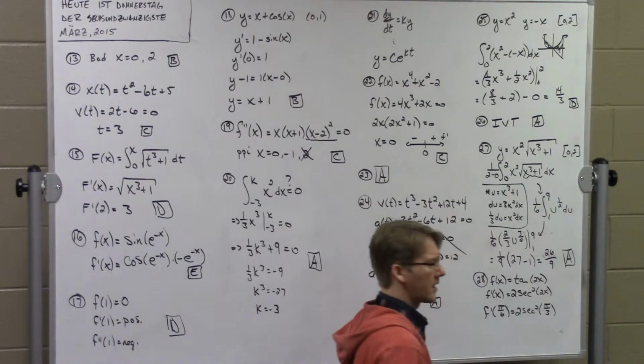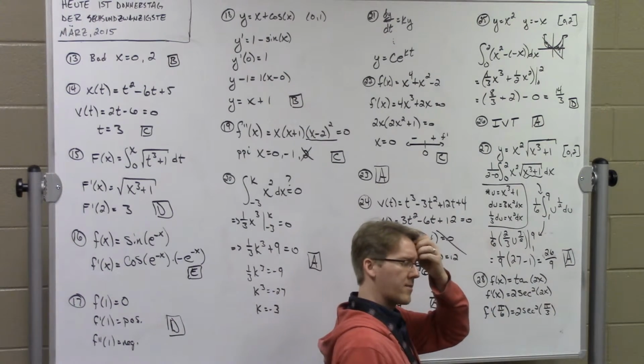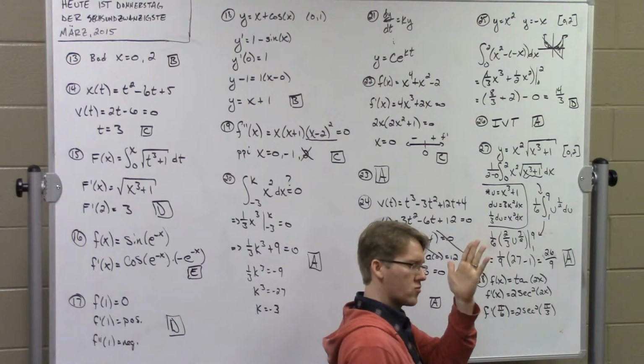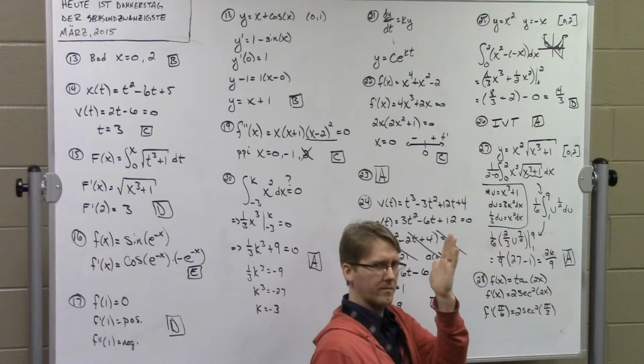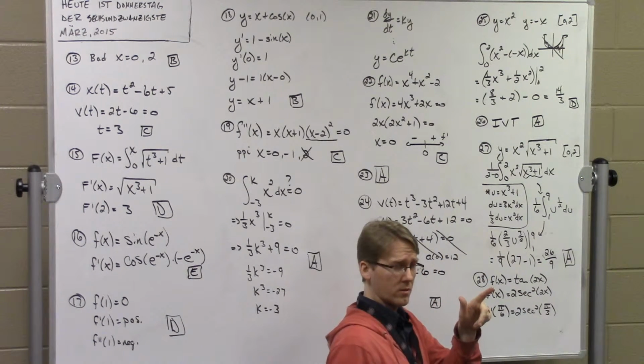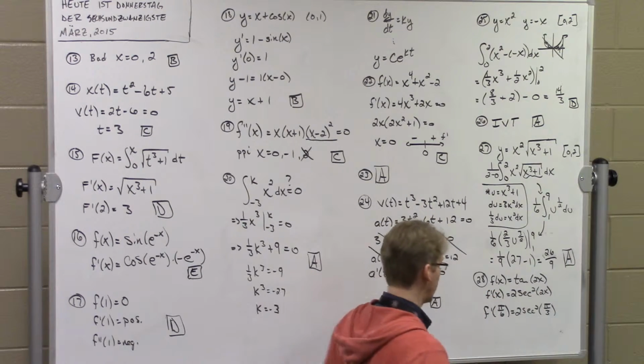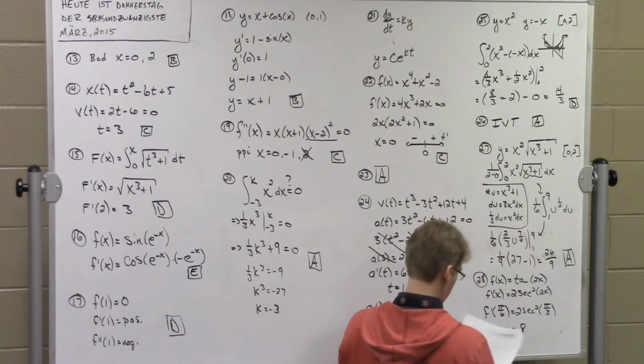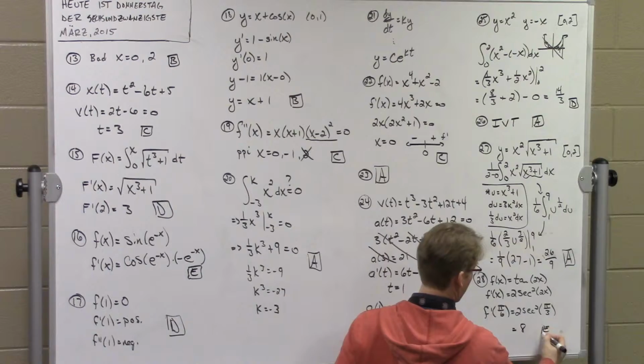Secant I don't do, cosine. Cosine of pi thirds is a half. Secant would therefore be 2. 2 squared is 4, 4 times 2 is 8. I have 7 right.